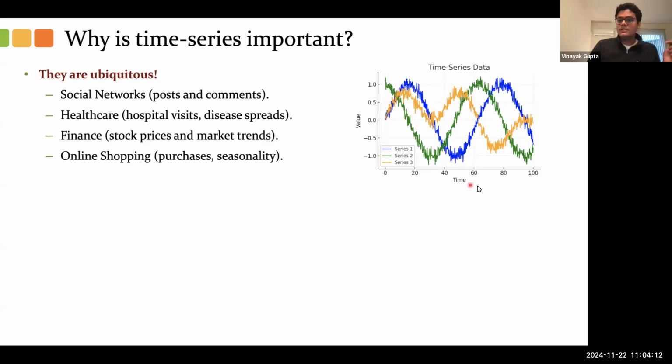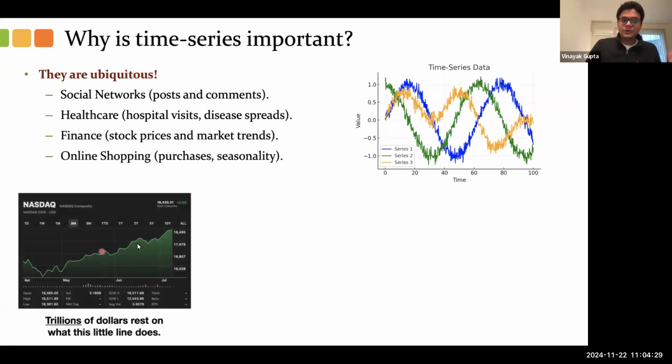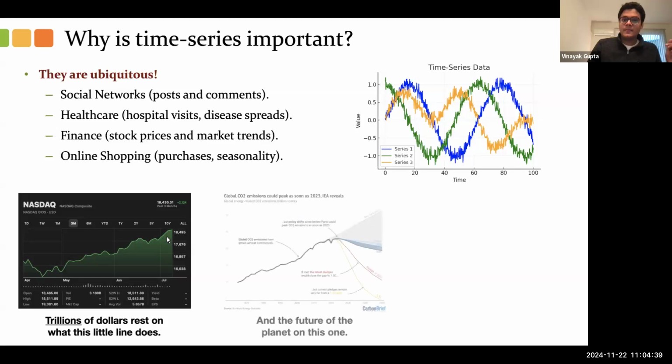So this is what usually a time series looks like. So you have some squiggly lines. And if you have one line, it's called a univariate time series. And you have multiple lines that interact with each other, then it's called a multivariate time series. So they're almost everywhere. To give you a few examples, this small line determines what's going to happen to trillions of dollars. And to forecast it accurately and to know where it will go is incredibly important.